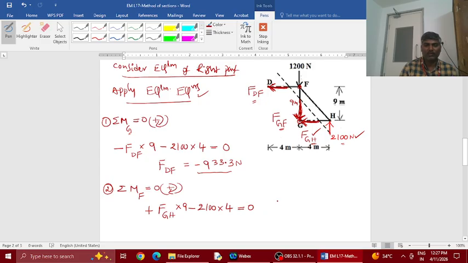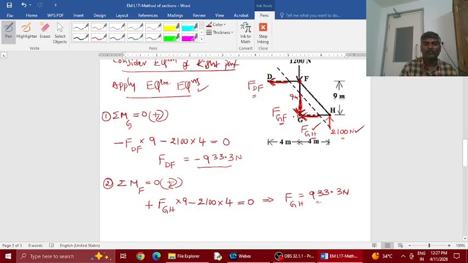From this, we get the value of F_GH, which is equal to 933.3 Newton, positive, which means your assumed direction is correct. This means this member GH is in tension, whereas DF is in compression. Now let us find the third force.